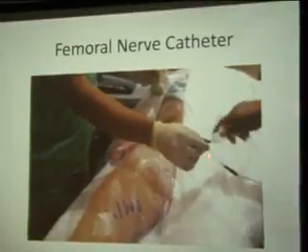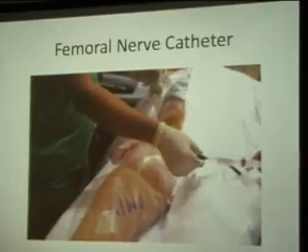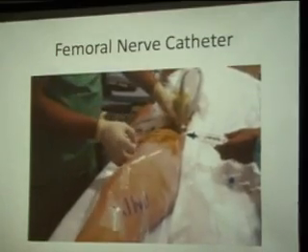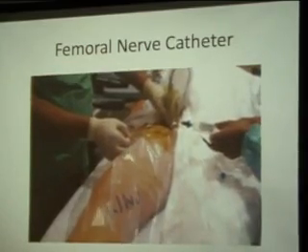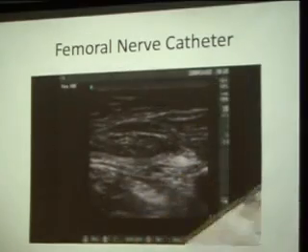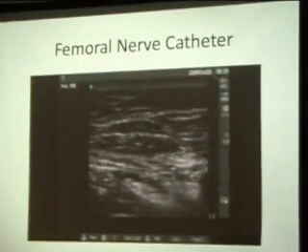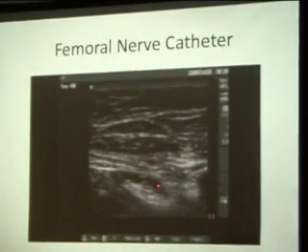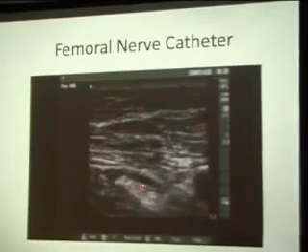Once it's tunneled, you can re-stimulate it, and as you inject your local anesthetic, you'll abolish the contraction with minimal injection of your local anesthetic solution. As we inject the local anesthetic, the contractions disappear, and you can actually see the spread of the local right on top of the nerve. You can see that area of darkness, or hypoechoic area, as the local anesthetic surrounds the femoral nerve. The femoral nerve is right there.